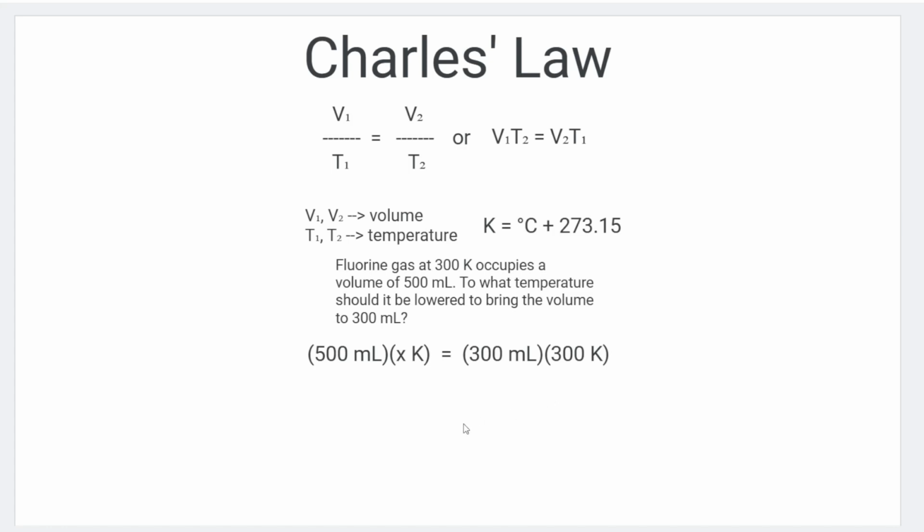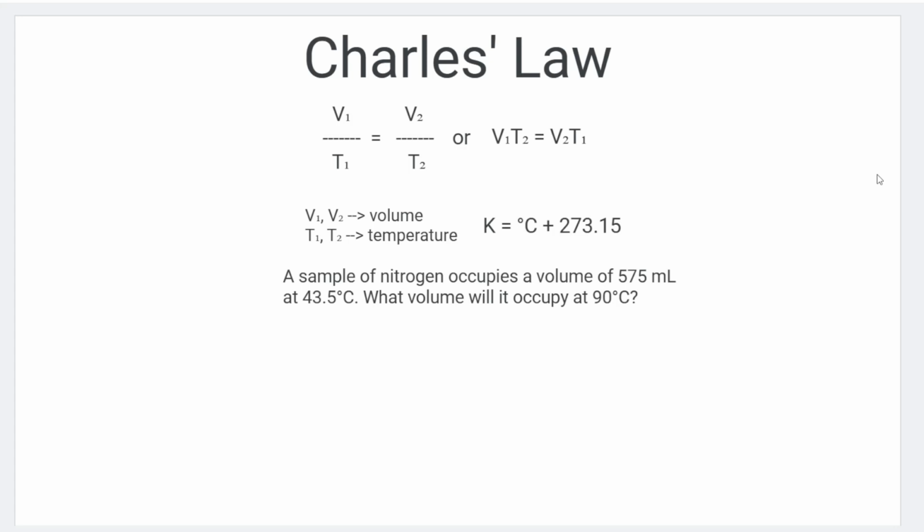We can now divide both sides by 500 milliliters to solve for temperature 2. And so now, to find the amount of Kelvin for temperature 2, we take 300 milliliters, multiply it by 300 Kelvin, and divide it by 500 milliliters. And we get 180 Kelvin. Let's take a look at another problem.